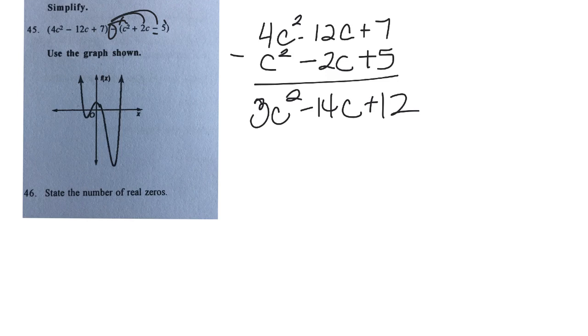And number 46 wants to know the number of real roots, so let's highlight them here. We have 1, 2, 3, 4. The real roots are where the graph crosses the x-axis, and there are 4 of them. If there was numbers and we asked you to estimate, you would just tell us what they are.